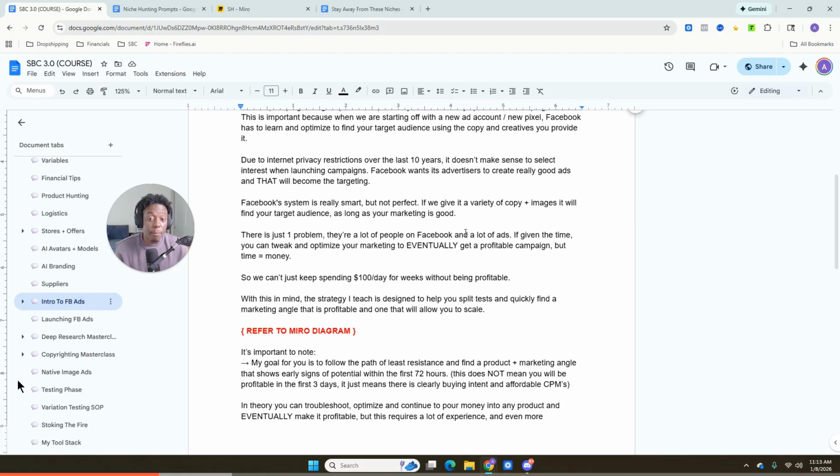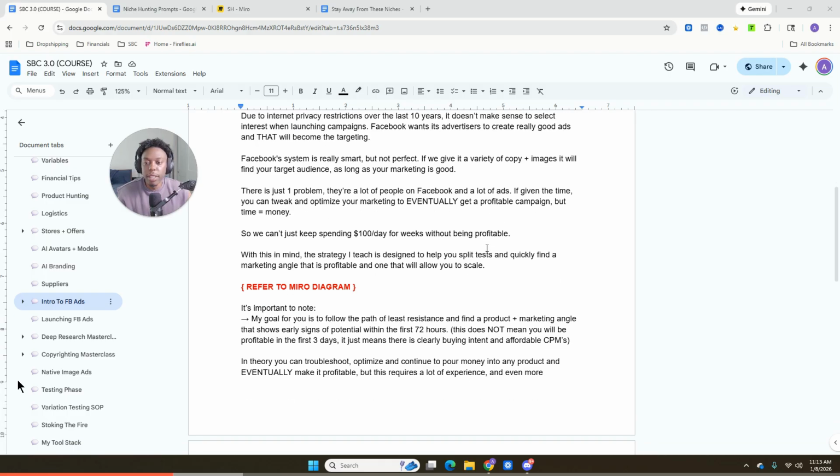Facebook's system is really smart, but not perfect. If we give it a variety of copy and images, it will find your target audience as long as your marketing overall is good. There's just one problem. There are a lot of people on Facebook and a lot of ads. So if given the time, you can tweak and optimize your marketing to eventually get a profitable campaign, but time equals money. So we can't just keep spending $100 a day for weeks without being profitable.